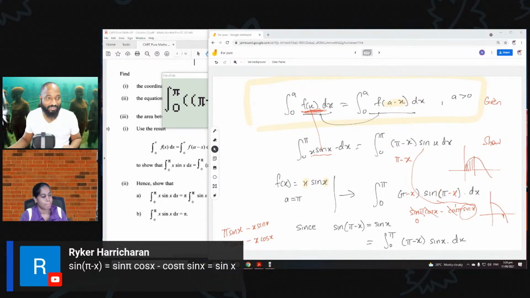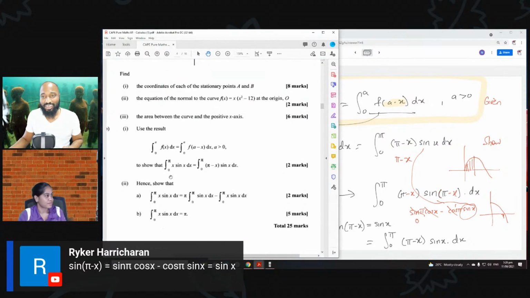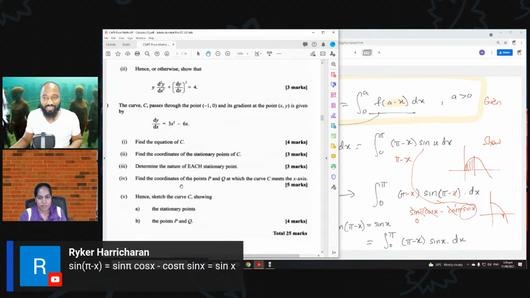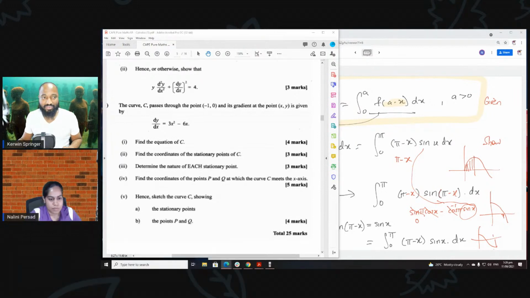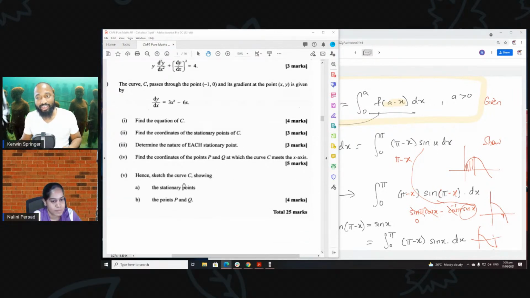What a question. Definitely one for the books. All right, what's the next question? Cos pi is negative 1. Yeah, very well. So negative and negative gives positive.